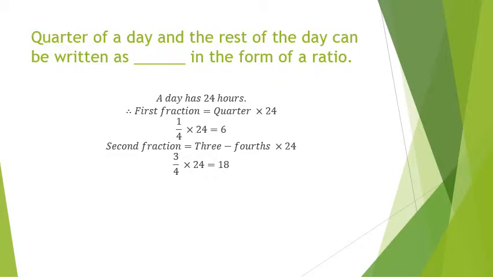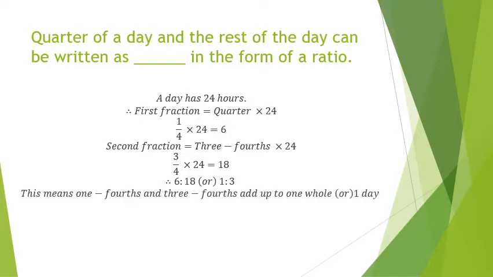How do we get that? We cancel 4 and 24, 6. 6 3s are 18. So we get 6:18, or when you cancel this ratio, you get 1:3. This means 1/4 and 3/4 add up to one whole or one day or 24 hours.